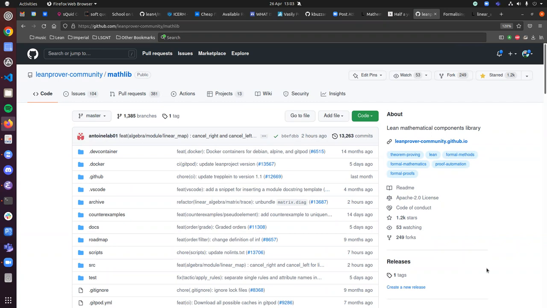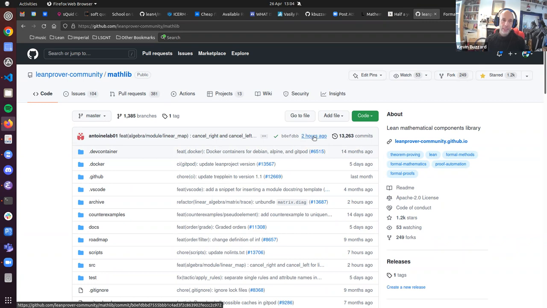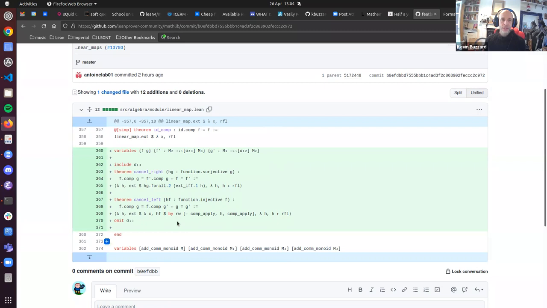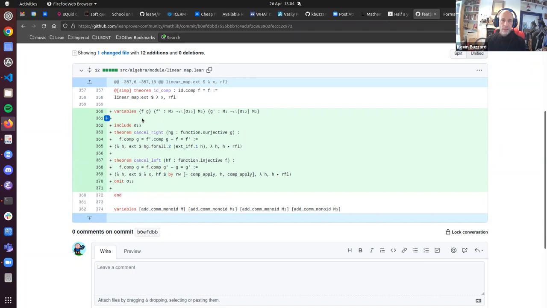Yeah, so you can see the last change to the maths library happened 2 hours ago, where we can see what was added. Two lemmas were added. This says that if I've got two semi-linear maps between modules over three different rings, a map from M1 to M2 and a map from M2 to M3, and M1 is a module over R1, M2 is a module over R2, and there's a map from R1 to R2. Then there are two very simple lemmas about semi-linear maps, which happen not to be there: they prove that they're epimorphic in the category if and only if they're surjective.